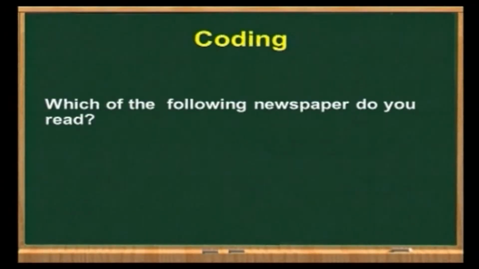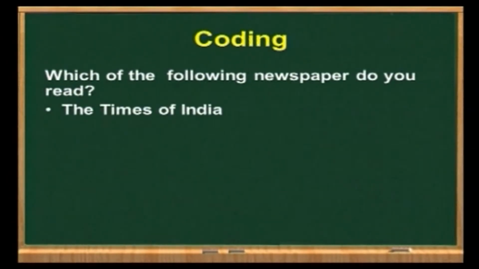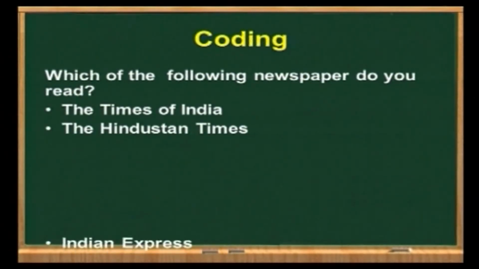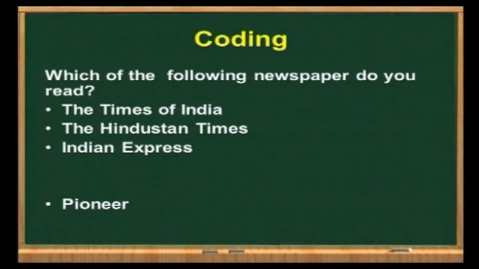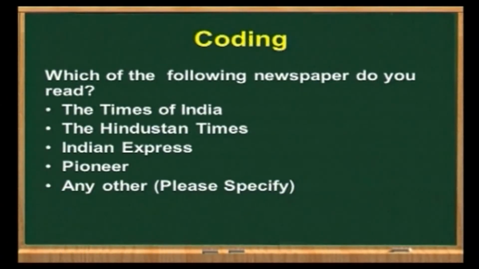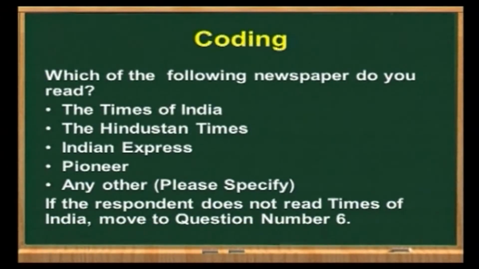Number 1. We note that question number 1 may have multiple responses because a respondent could read more than one newspaper. There are 5 alternatives assigned for question number 1. Therefore, we will use 5 columns in the data matrix to record the responses of this question. If a respondent reads Times of India, we code it a value 1, otherwise 0. Similarly, it is done for the remaining newspapers.